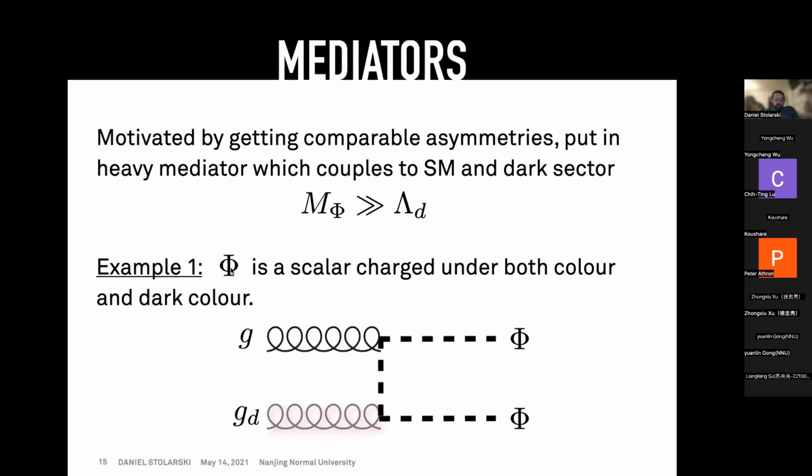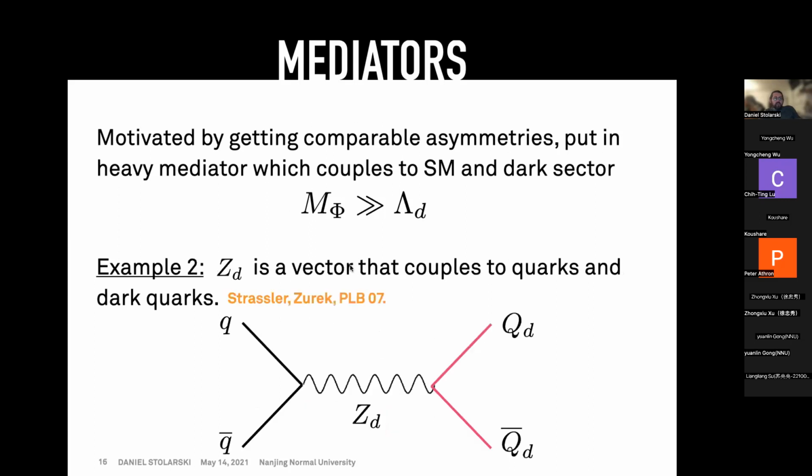So one example is the one from the Bai-Schwaller model, which is a scalar which carries color and dark color. So you can generate some diagram like this. This is called the bifundamental mediator, if you like, because it carries fundamental charges under color and dark color. But there's an even slightly simpler mediator that you can talk about, which is the standard hidden valley type model, right? The hidden valley framework of Strassler and Zurek is that you have a bunch of light states around and then some heavy mediator. And in this case, the heavy mediator is some vector that couples to some quark current and some dark quark current, and you can produce these dark quarks in this way.